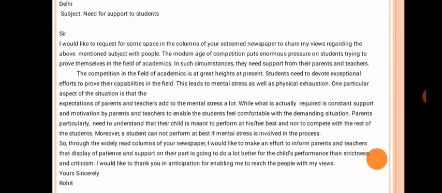The competition in the field of academics is at great heights at present. Students need to devote exceptional efforts to prove their capabilities in the field. This leads to mental stress as well as physical exhaustion. One particular aspect of the situation is that the expectations of the parents and teachers add to the mental stress a lot, while what is actually required is constant support and motivation by parents and teachers to enable the students feel comfortable with the demanding situation.